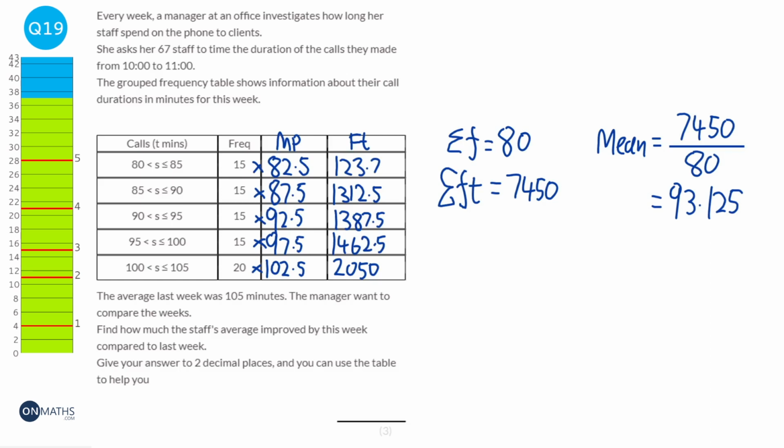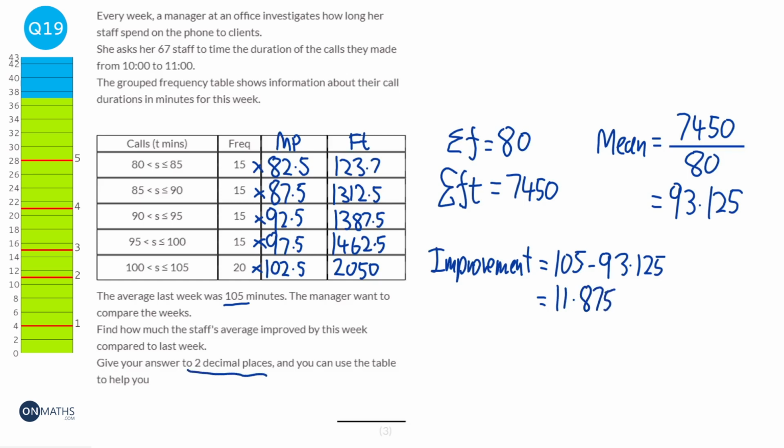Now this question is about the improvement that the manager has made, or that the call centre's made. So we're looking at subtracting the 93.125 away from the last week, which was 105. So we're looking for improvement. And we're going to do 105, take away the 93.125. And that's going to be 11.875.